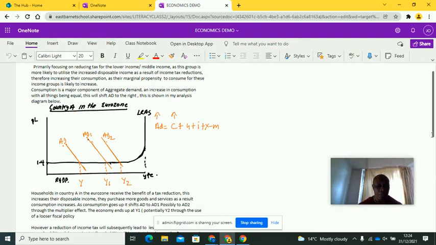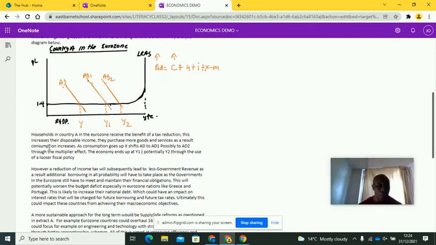Again, you're talking about households in country A in the Eurozone receiving the benefit of a tax reduction. This increases disposable income. They purchase more goods and services. As a result, consumption increases. As consumption goes up, it shifts AD to AD1, potentially possibly to AD2. Potentially it can go to AD2 through the multiplier effect.